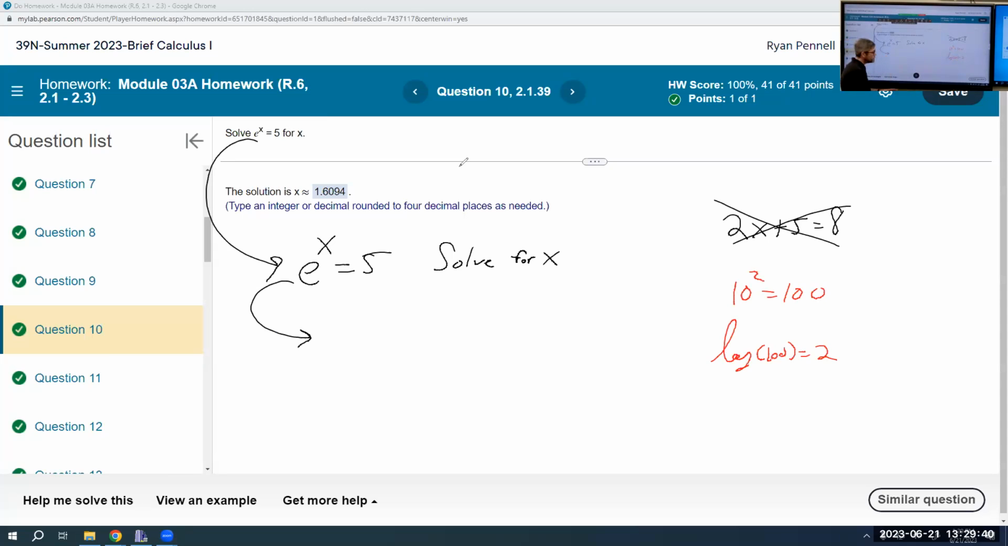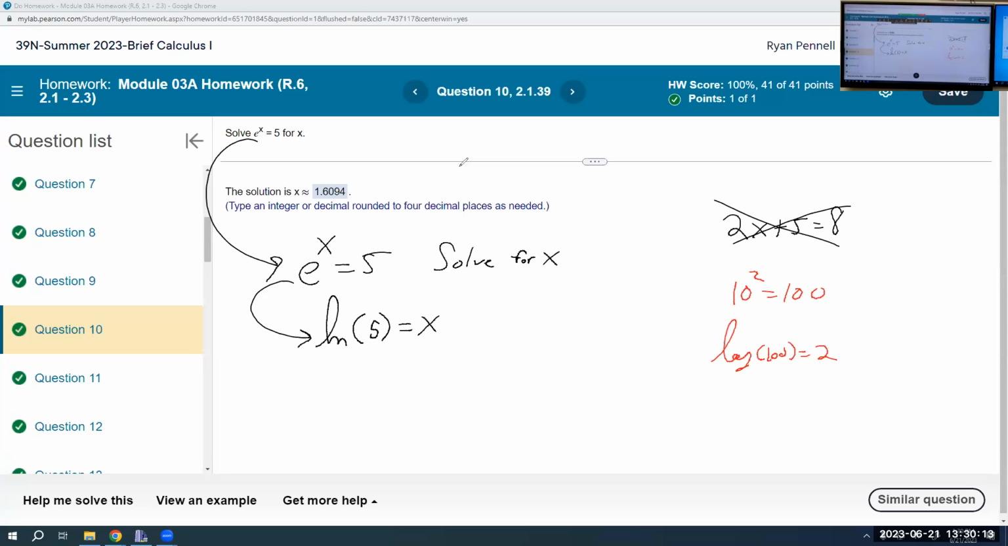I mentioned that logarithm base e gets its own special symbol, ln. ln is the natural logarithm base e, so I'm going to use that. So the logarithm base e of 5 equals x. By rearranging this, I have solved for x. So x equals the natural logarithm of 5. I did it.